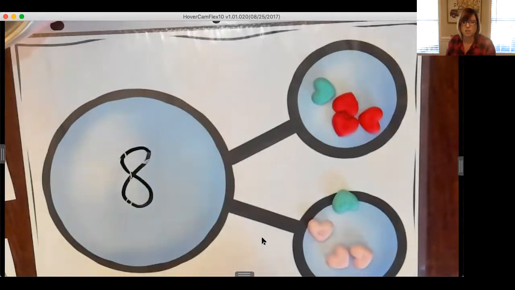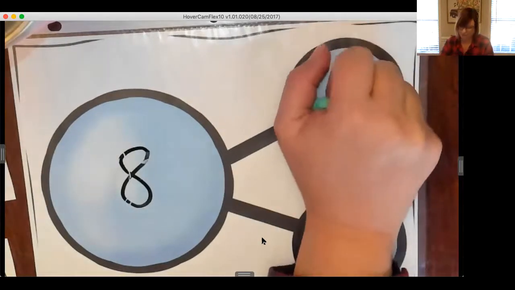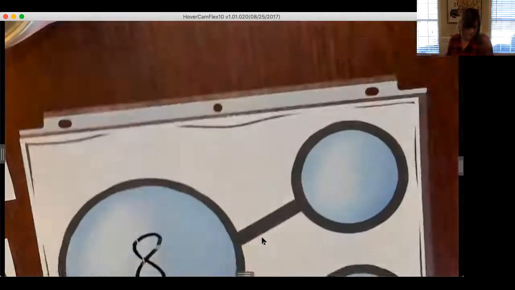Okay, when you do your worksheets, you're not going to have to do them this many times. I'm just showing you all the different ways that would be right. Okay, all right, our next number.